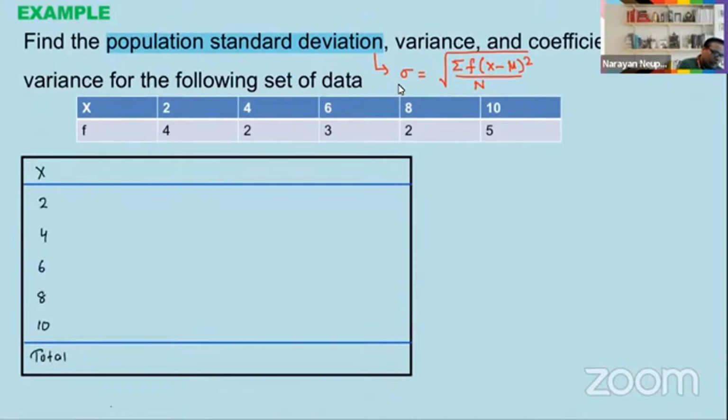They have also given frequency. So in the next column, I'm going to put the frequencies. Frequencies are 4, 2, 3, 2, and 5. And if you add all of them, you'll get the size of the population, which is n equal to 16.